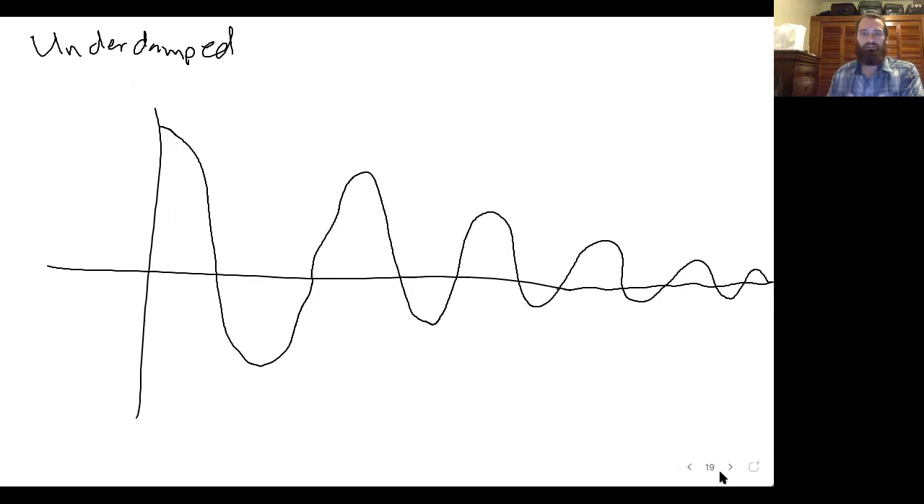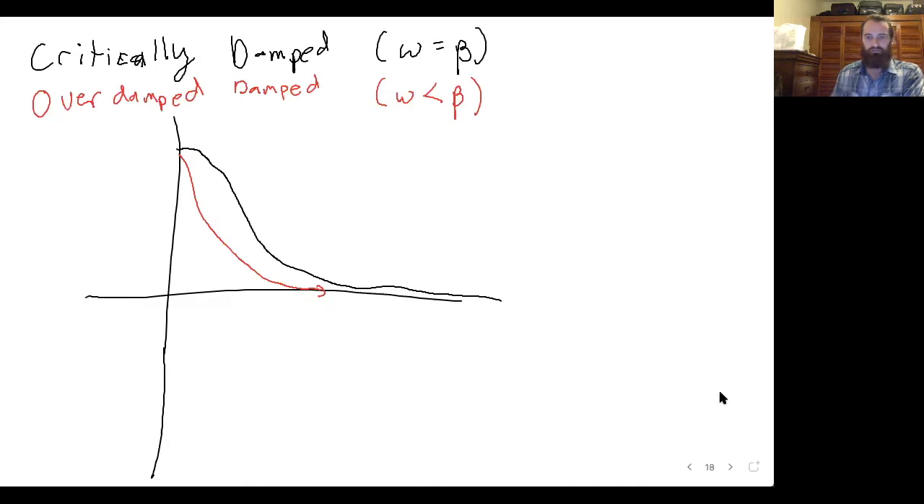So now you've seen the damped harmonic oscillator and how we treat that using Lagrangian mechanics. You've seen the solution for the equation of motion, and you've seen now the three types of damping: underdamped, critically damped, and overdamped.